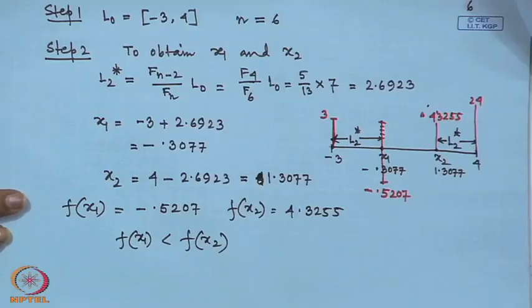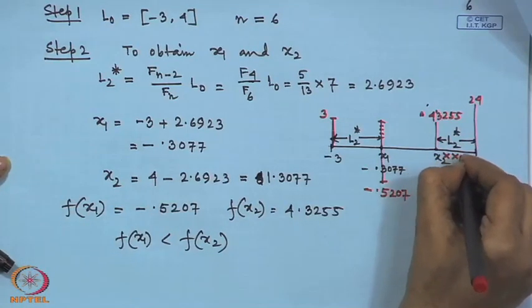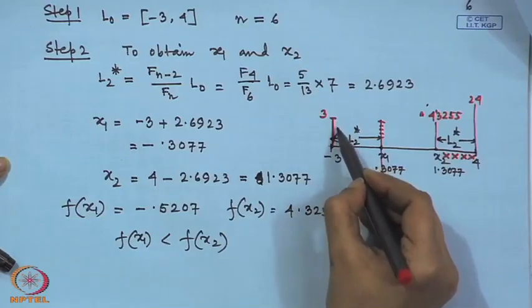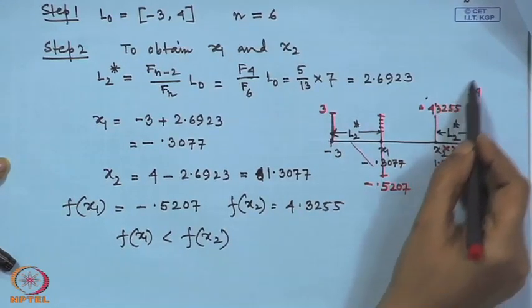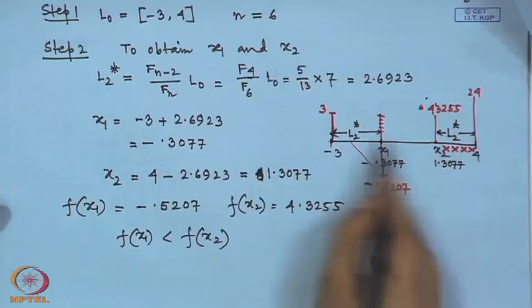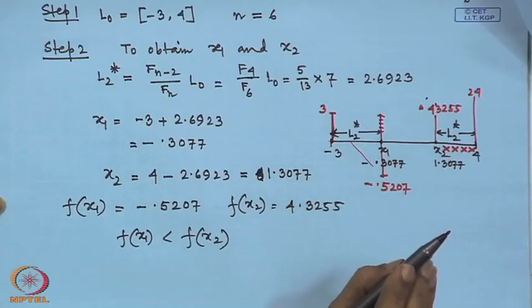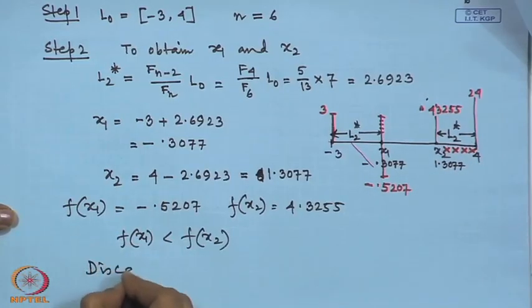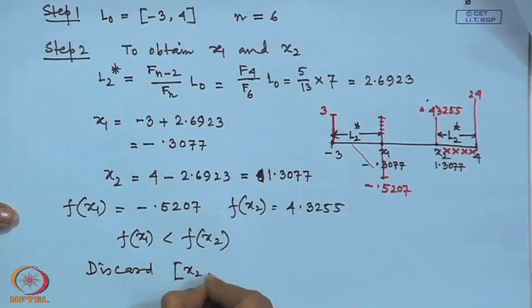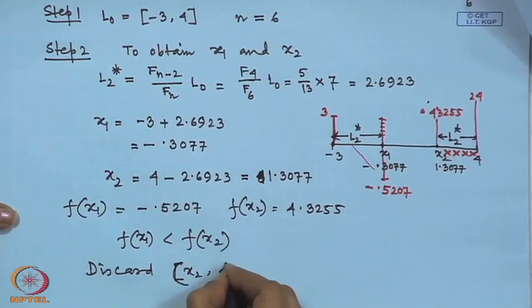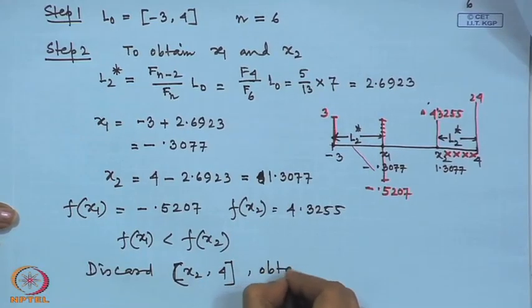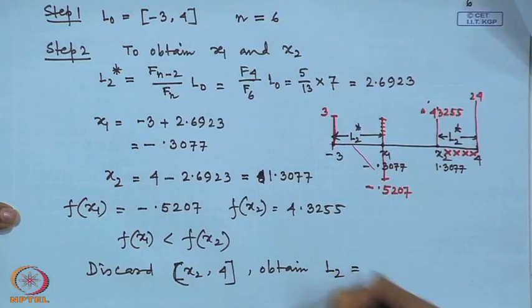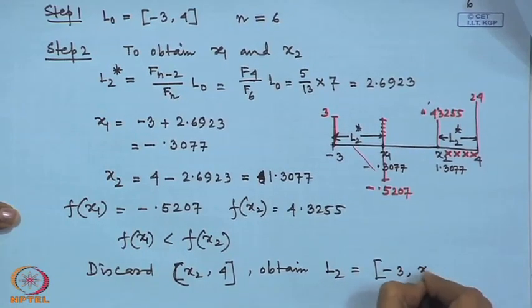Since the function is unimodal, and this is the minimization of the function, the minimum cannot lie within this, because the function is coming like this only. That is why the minimum will be within the interval from minus 3 to x2. That is why we are discarding x2 to 4. This is the conclusion: discard x2 to 4 and obtain the new interval of uncertainty, L2, from minus 3 to x2.